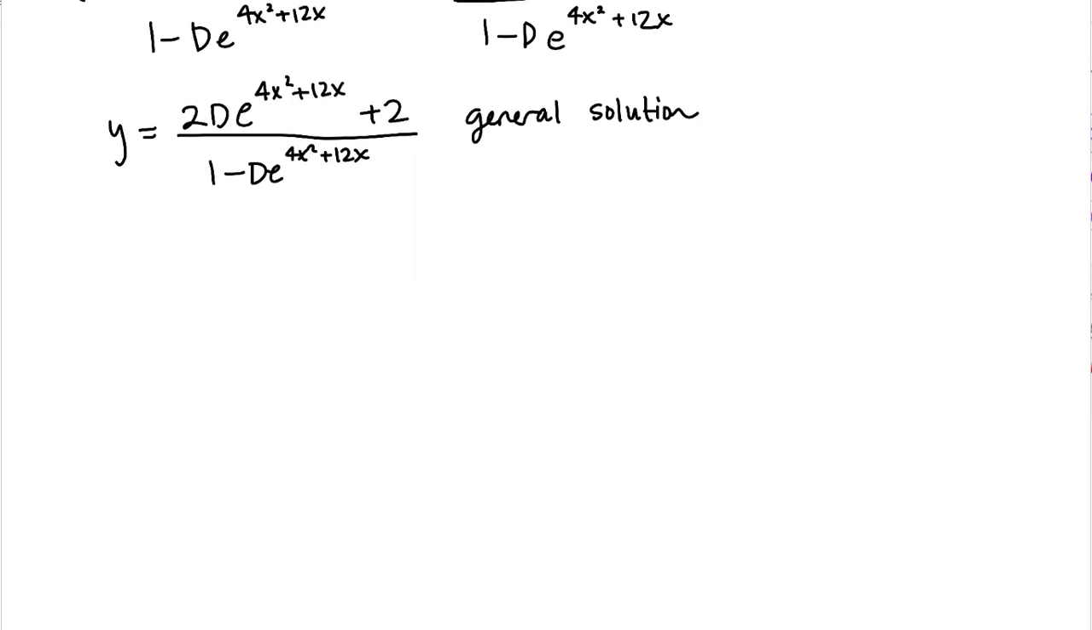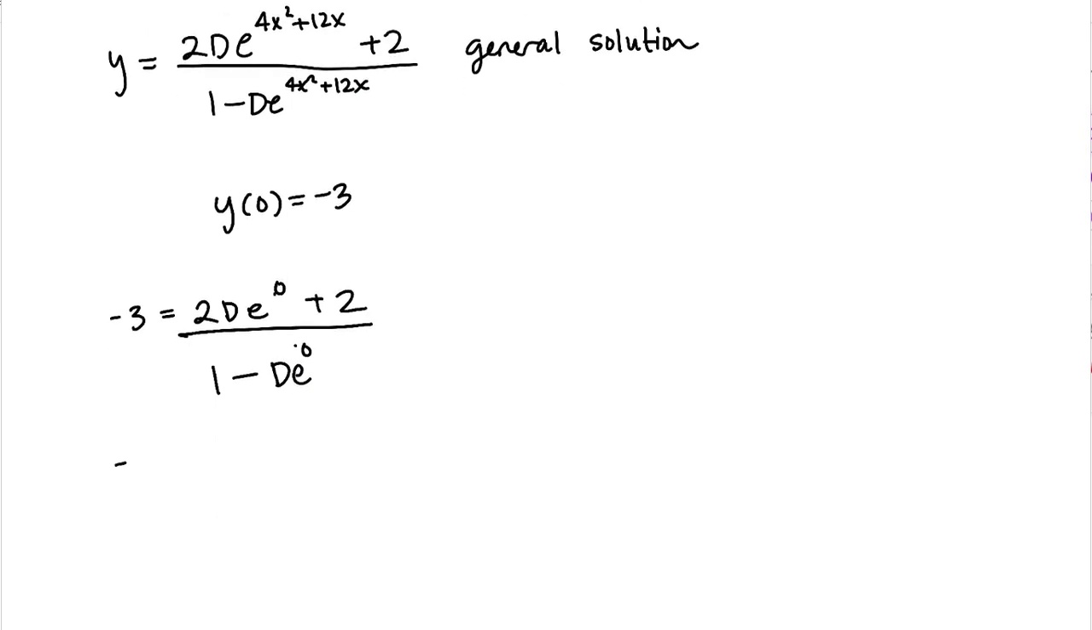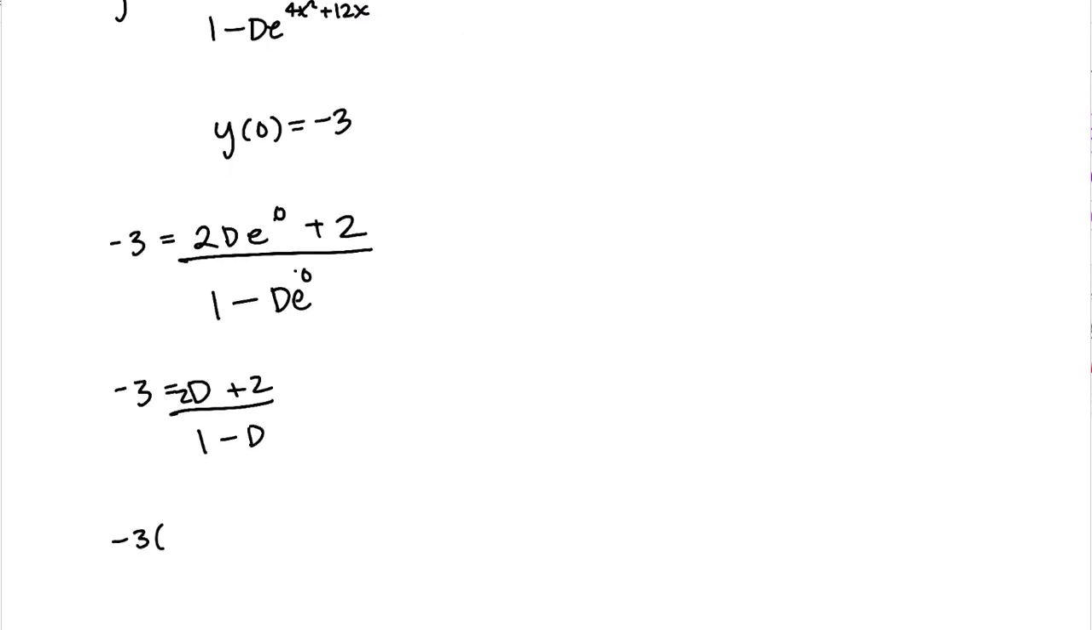So now that we have our general solution, we need to use our initial condition, which is that y of 0 equals negative 3. So if y of 0 is negative 3, I can go ahead and plug in: negative 3 is equal to 2d times e to the 0 plus 2 over 1 minus d times e to the 0. So I get negative 3 equals 2d plus 2 over 1 minus d. So I get negative 3 times 1 minus d is equal to 2d plus 2. And that distributes as negative 3 plus 3d equal to 2d plus 2.